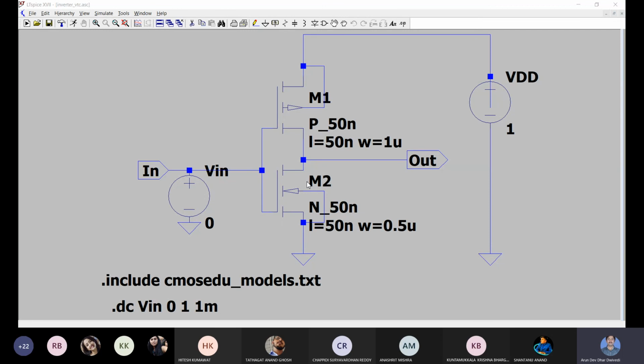Similarly, A bar and B bar can be implemented by connecting two PMOS transistors in series, and A bar or B bar can be implemented by connecting two PMOS transistors in parallel. So these techniques will be utilized to implement different NAND gates, NOR gates, etc.